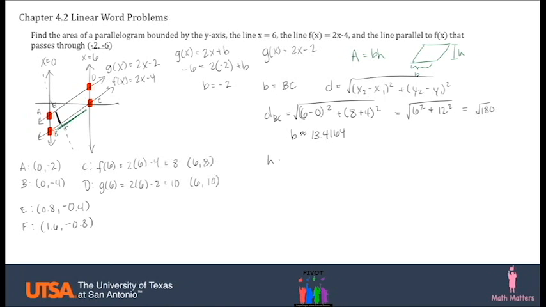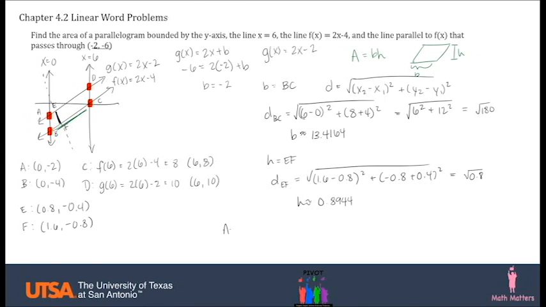Then we want our height, and our height is going to be the distance between E and F. So if we plug E and F into our distance formula, then we get 1.6 minus 0.8 squared plus negative 0.8 plus 0.4 squared. Square root of all that. And this comes out to square root of 0.8, which is going to give us about 0.8944. So this is our base, this is our height.